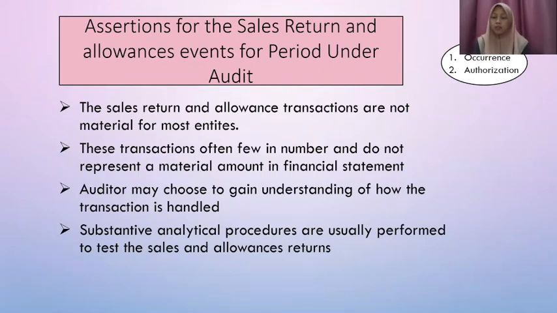For the third transaction, which is the sales returns and allowances transaction, the assertions for these transactions are not material for most entities because these transactions often are few in number and do not represent a material amount in the financial statements. However, I want to highlight two assertions, which are occurrence and authorization, where the management needs to ensure that the sales returns and allowances transactions truly occurred, and that these transactions have authorization from the management. However, the auditor may choose to gain an understanding of how this transaction is handled because substantive analytical procedures are usually performed to test the sales returns and allowances.